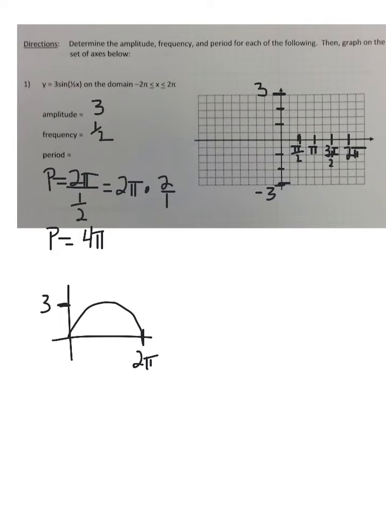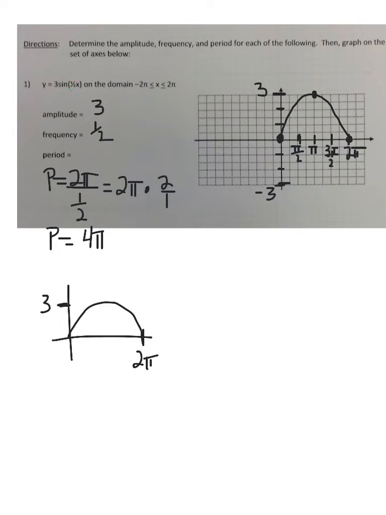So I see that I'm going to have a point right here then, and at 2 pi, I'm going to end there, and at pi, I'm going all the way up to 3. So it'll look like that. Okay, and if you look at that, the amplitude is 3, and I have a half of a sine curve from 0 to 2 pi. And that's what this 1/2 means. The frequency is how many curves from 0 to 2 pi.